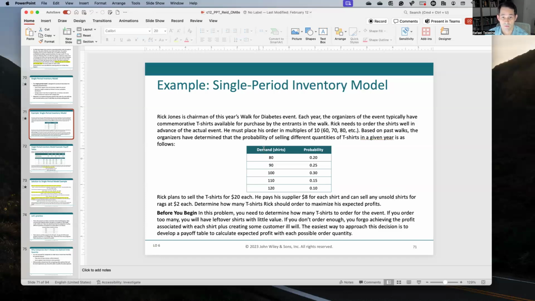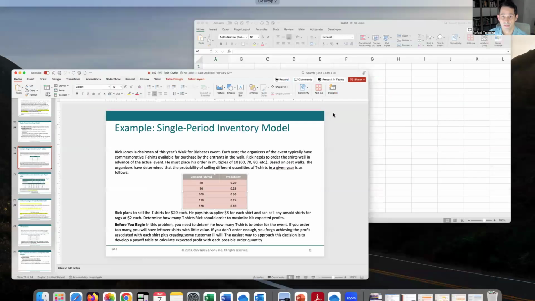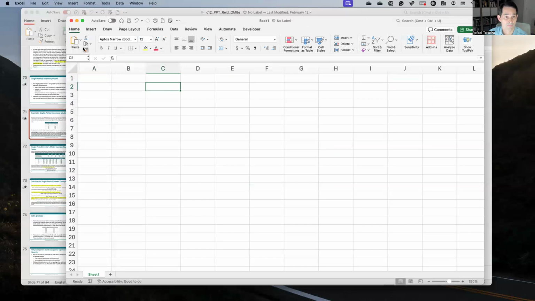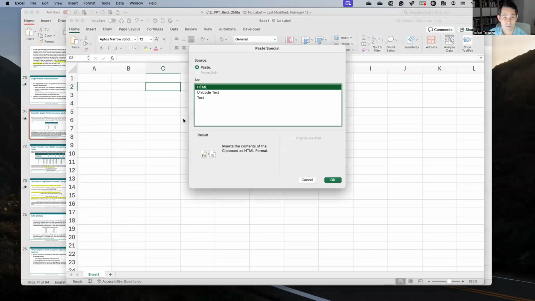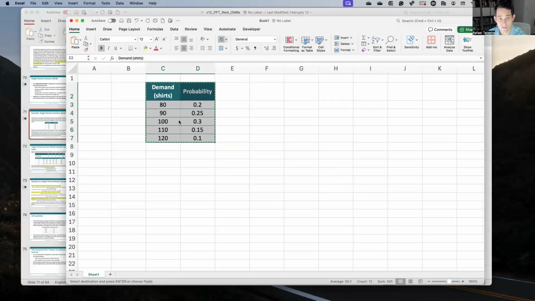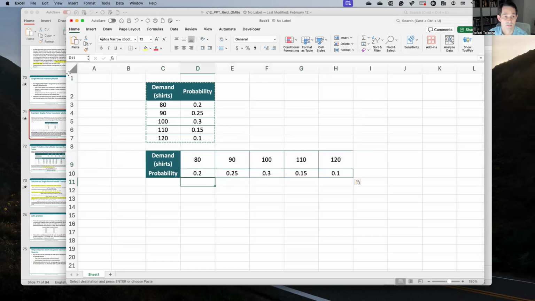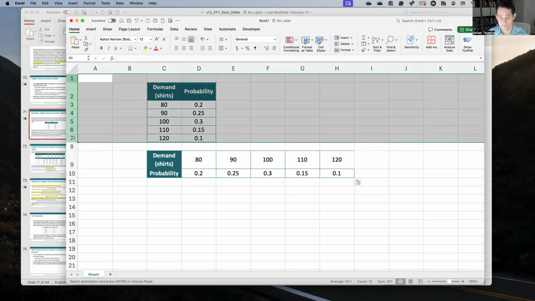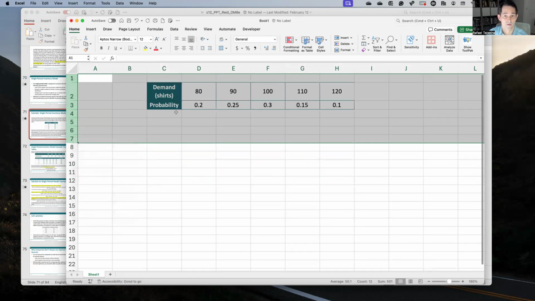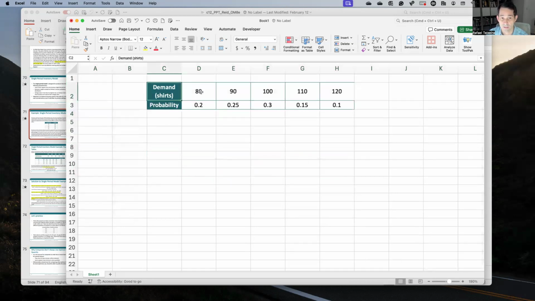So to get started, I'm going to copy this data, go to Excel, and paste. Let me copy this again and paste here, transpose. Okay, that's how I want the data to be. So let me delete the cells. Okay, we have the demand for t-shirts and the probabilities.